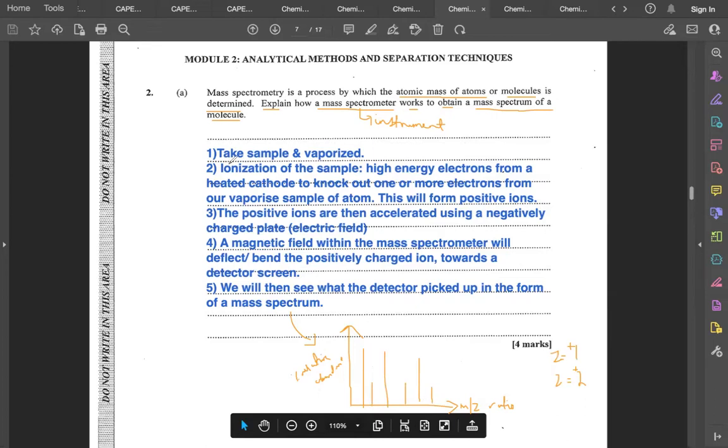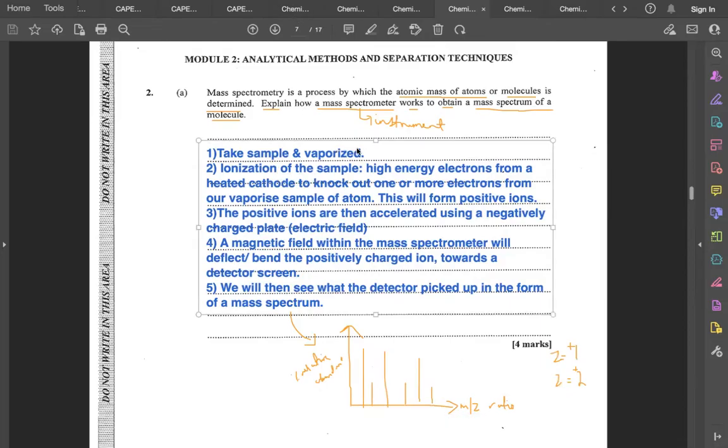So just to recap the steps, guys, we are going to take our sample and vaporize it, right? So that's our very first step. Take your sample, vaporize it. We're making it gaseous. So if we have a solid, we're going to make it a gas. If we have a liquid, we're going to make it a gas.